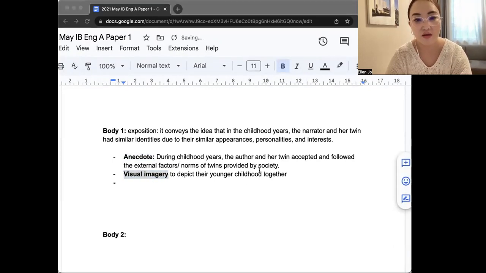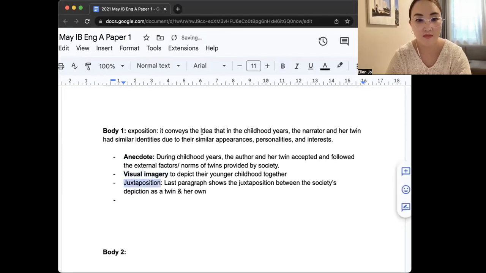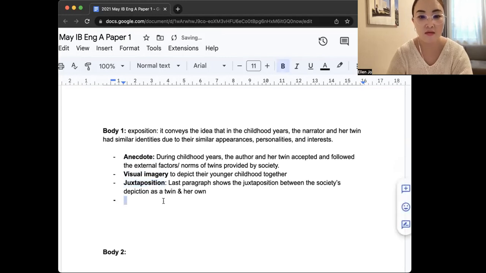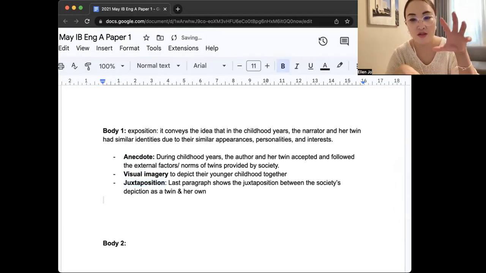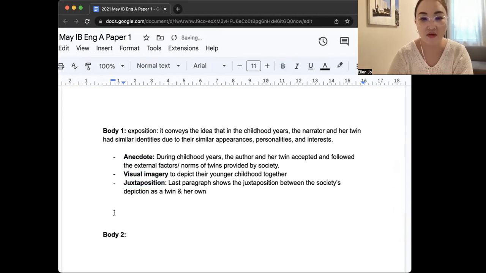Also, there is a very interesting juxtaposition between society's depiction or understanding of twins and the idea that she has had herself. So these are at least three points that we can support as evidence to demonstrate the exposition stage.